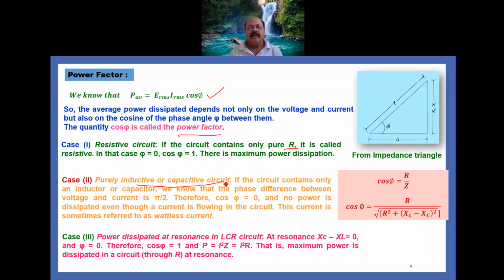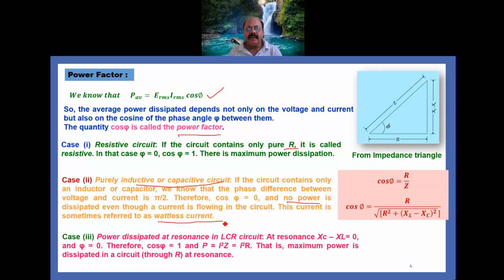Then phi equal to pi by 2, and cos pi by 2 is 0. Therefore no power is dissipated even though current is flowing in the circuit. This current is known as wattless current.